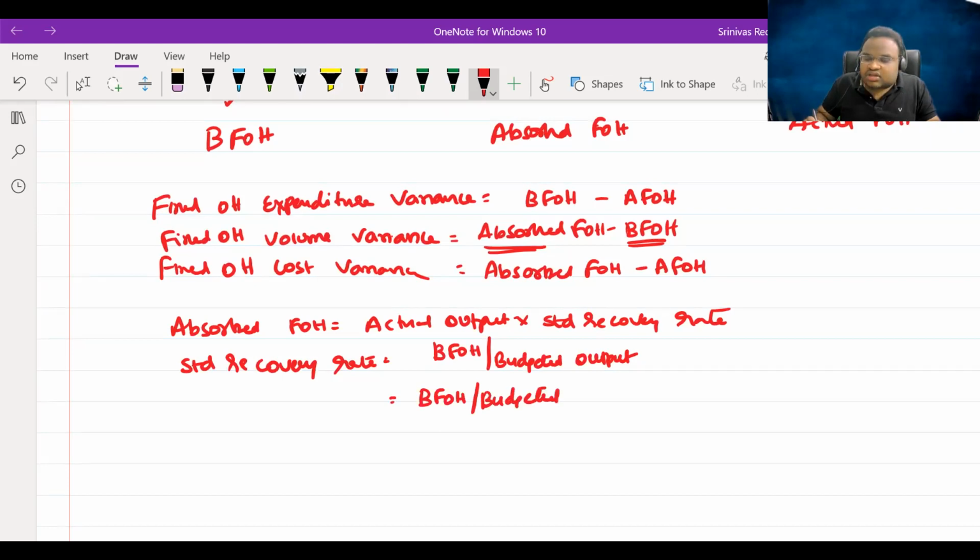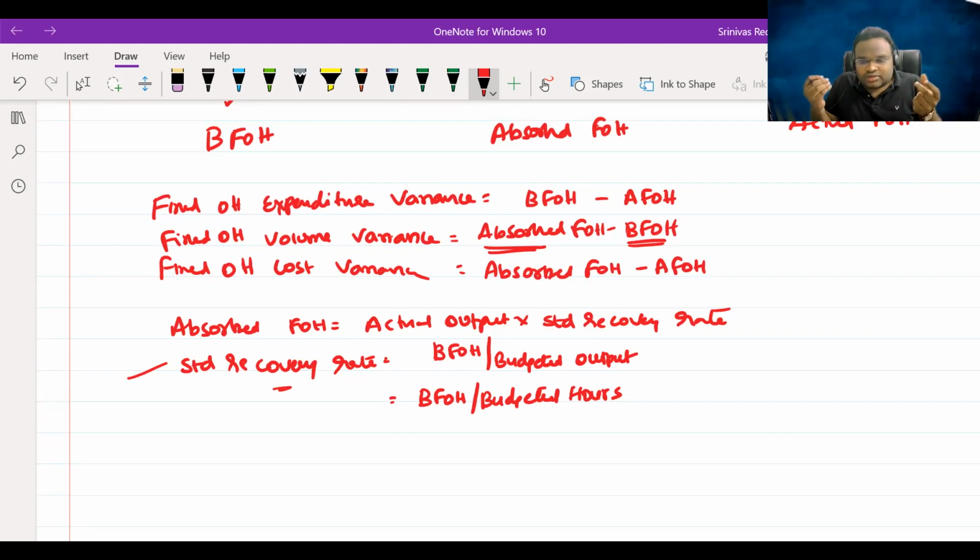Whenever there is output, you should consider output rate. Whenever there is hour, you need to consider hourly rate. Budget hours. This is simple. First you find out standard recovery rate. You just look at budget fixed overhead and budget hours or output. Absorbed fixed overheads: absorption is based on actual output, into the standard recovery rate. How will you absorb? Based on actual output.